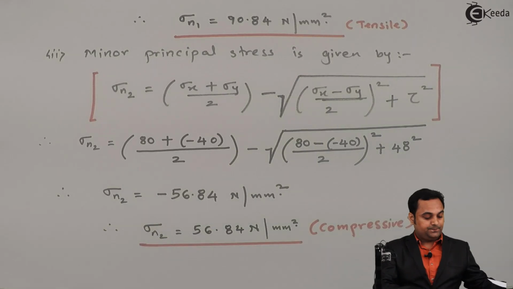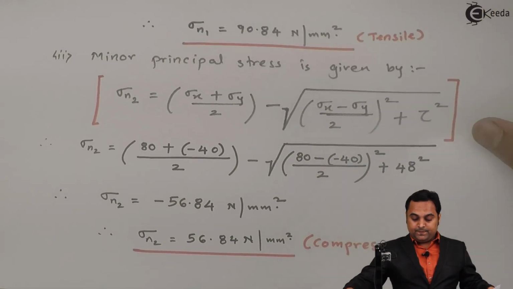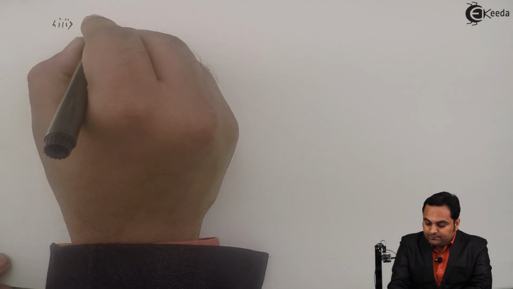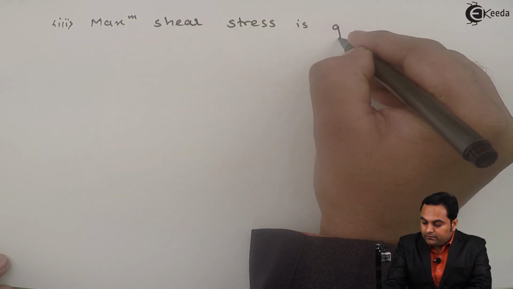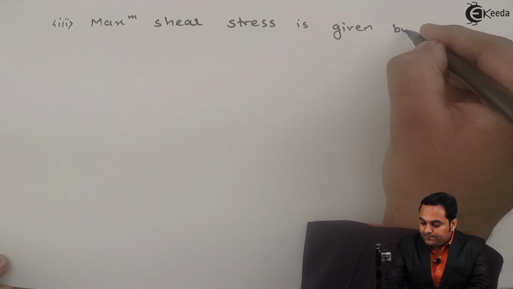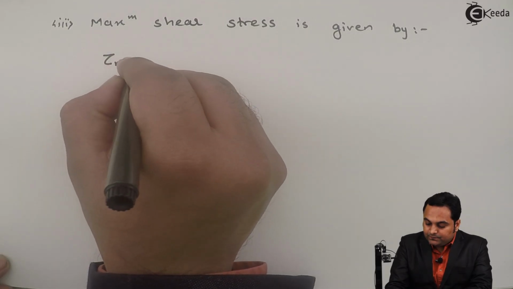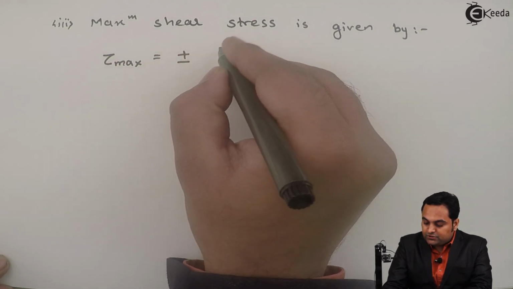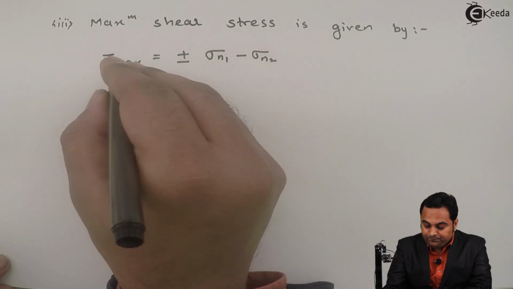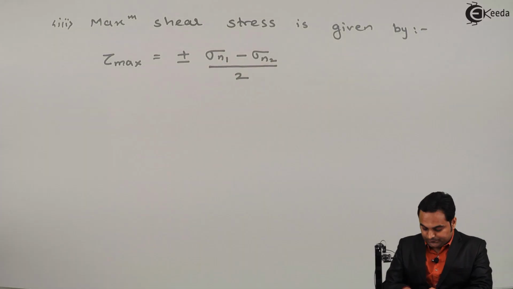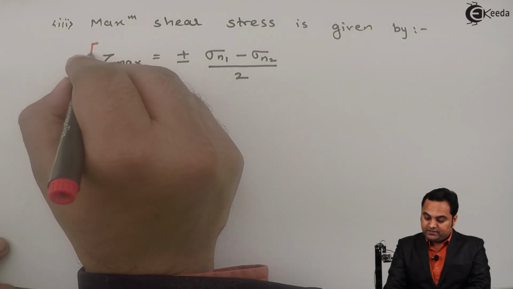Now after this, the next thing is calculation of maximum shear stress. So I'll say that maximum shear stress is given by tau max is equal to plus or minus sigma n1 minus sigma n2 upon 2. This is the formula of maximum shear stress.